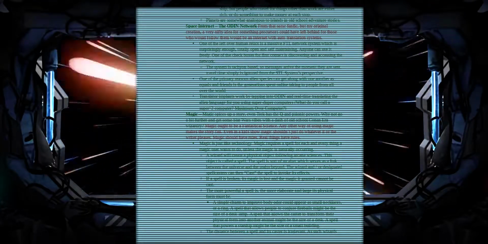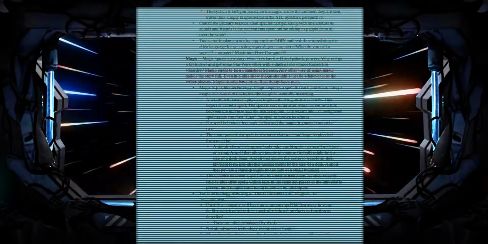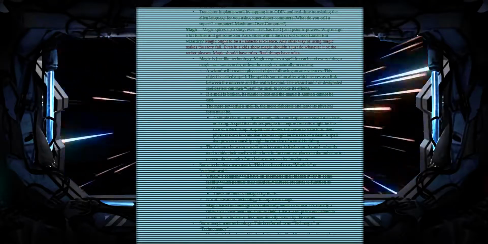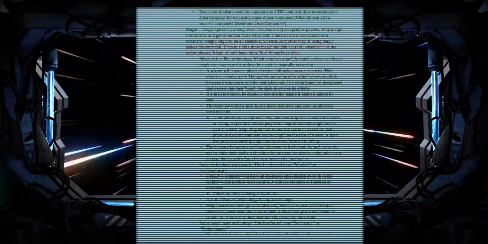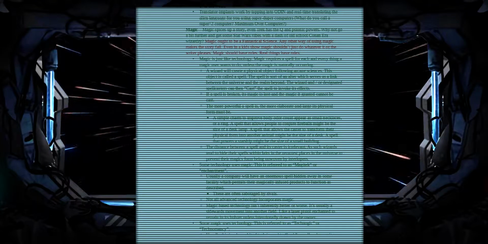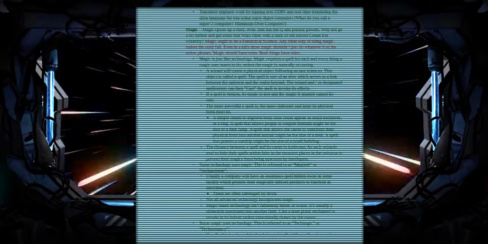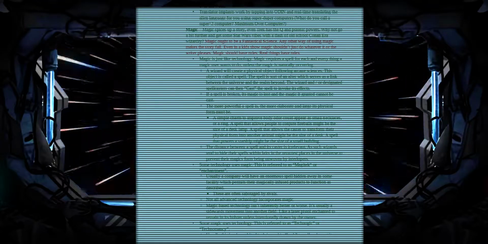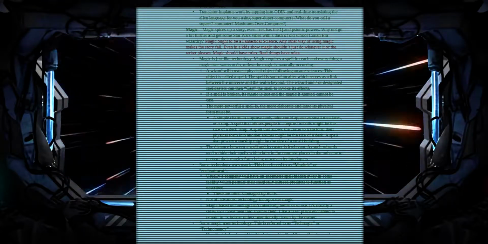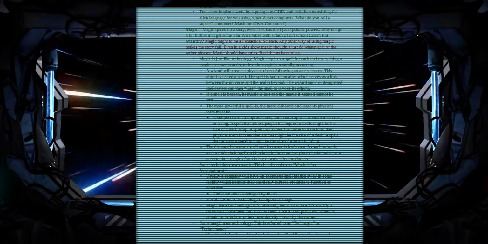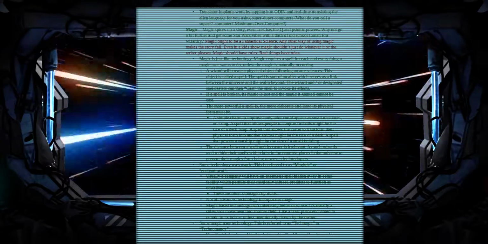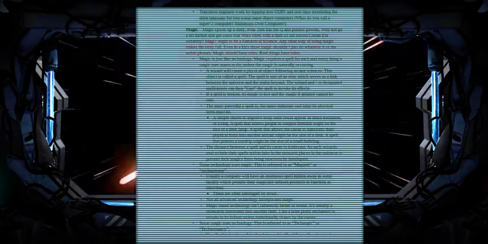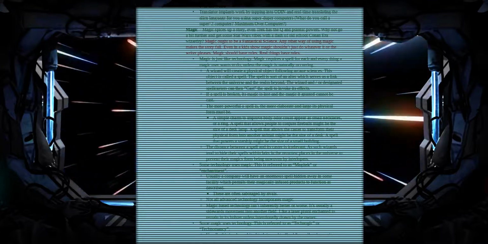So, magic. You gotta have magic in science fantasy. Well, you don't, but you kinda do, mostly because it's cool. Magic spices up a story, and even Shrek has the Q, and it's also psionic powers, so why not go a bit further than that and get some Star Wars vibes? Deal with a dash of old-school Conan wizardry thrown in there too. Personally, I feel magic ought to be a fantastical science. Any other way of using magic makes the story fail, in my opinion.